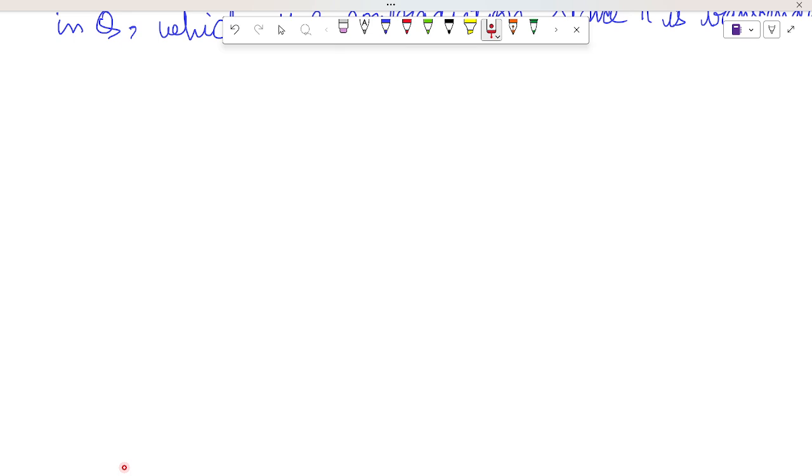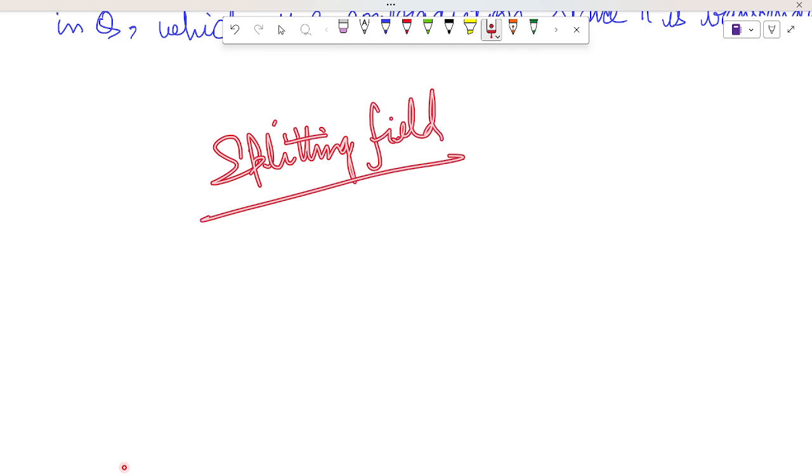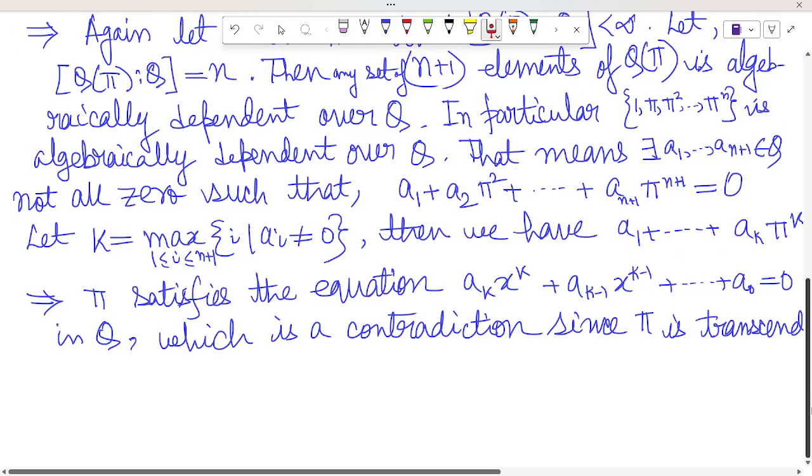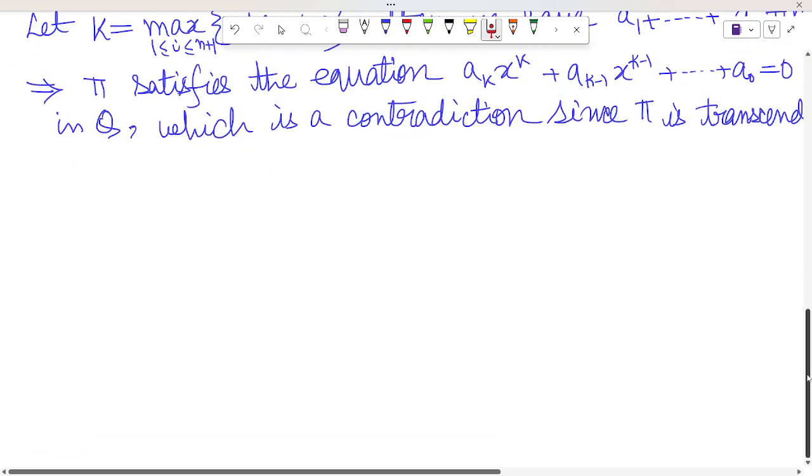Okay. Next, our target in these first few lectures is going towards the splitting field. That we will use everywhere later on, whenever you study normal extension, separable extension. The splitting field is a very important concept. So let us proceed. That is an important proposition.